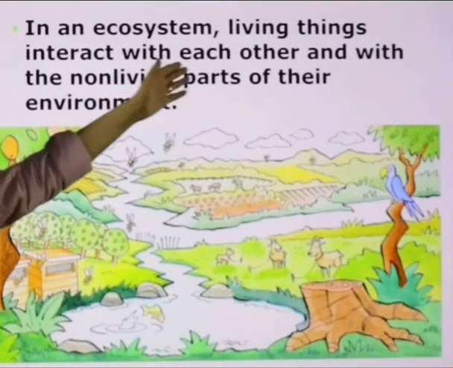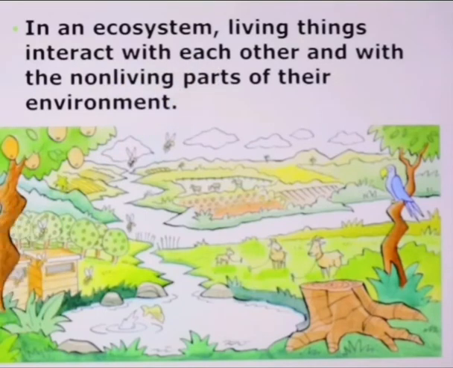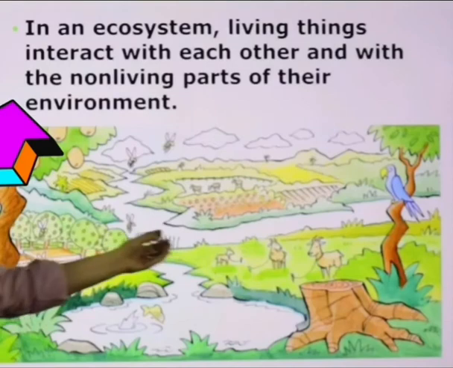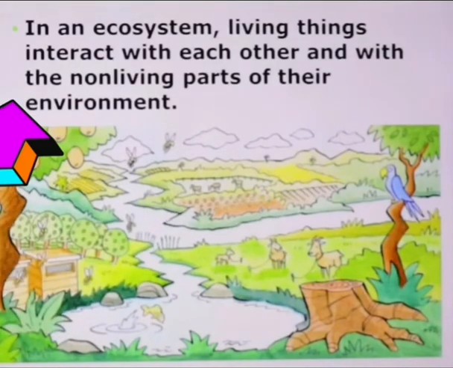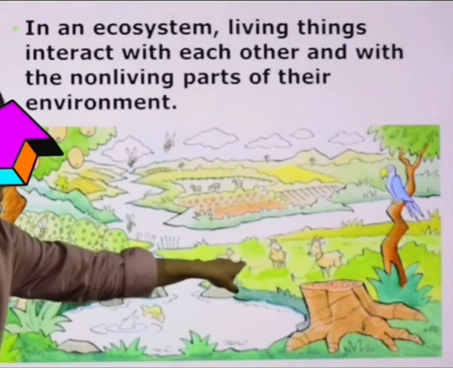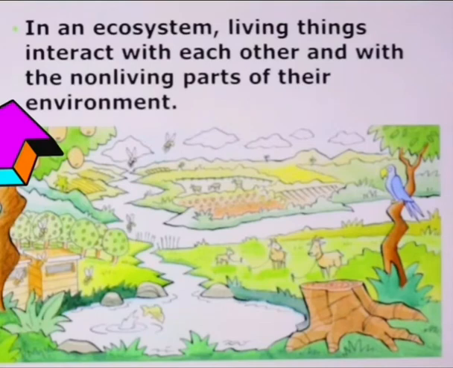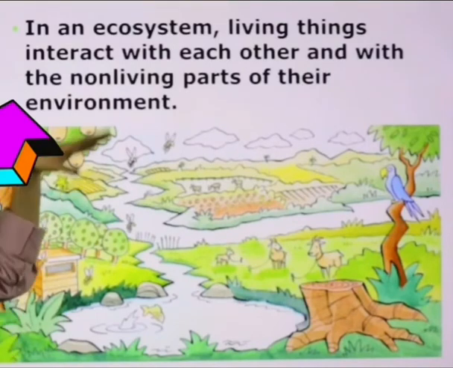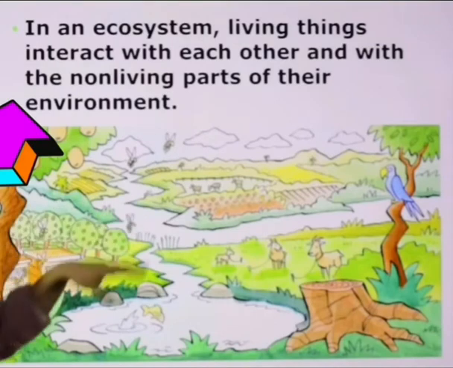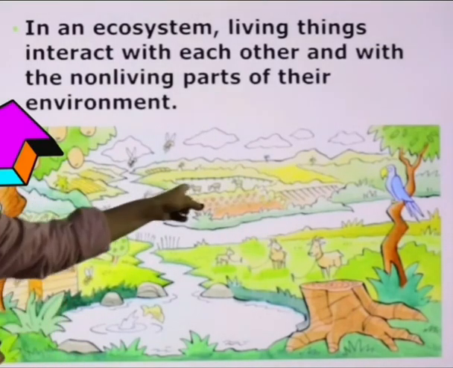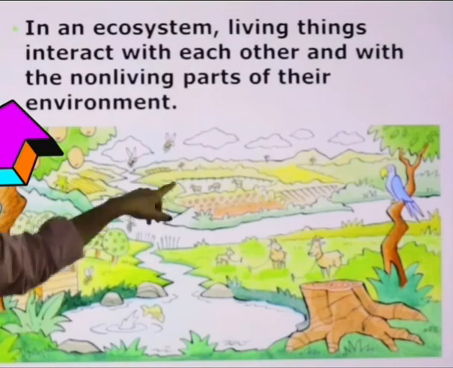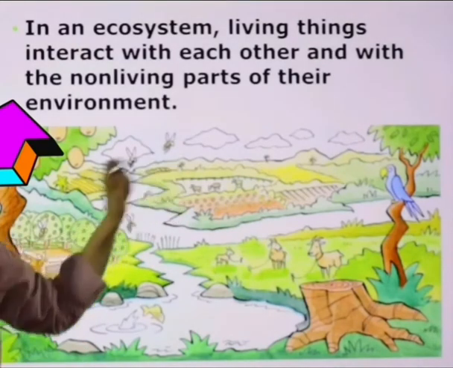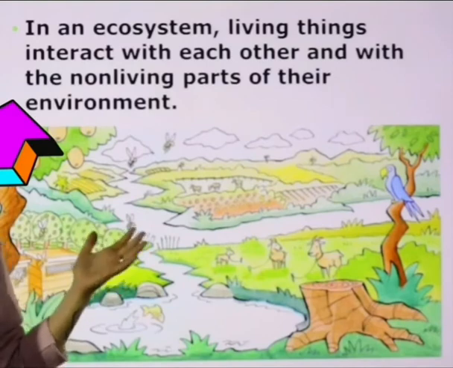In an ecosystem, living things interact with each other and with the non-living part of their environment. So, these goats over here, they interact with each other. And they interact with the grass because they eat the grass. So these are living and these are living things. As we can see also here, the bees are flying in the air. Bees are living, the air is non-living. The cows here, they are interacting with the water, they are drinking water. The cows are living, the water is non-living, and so on.